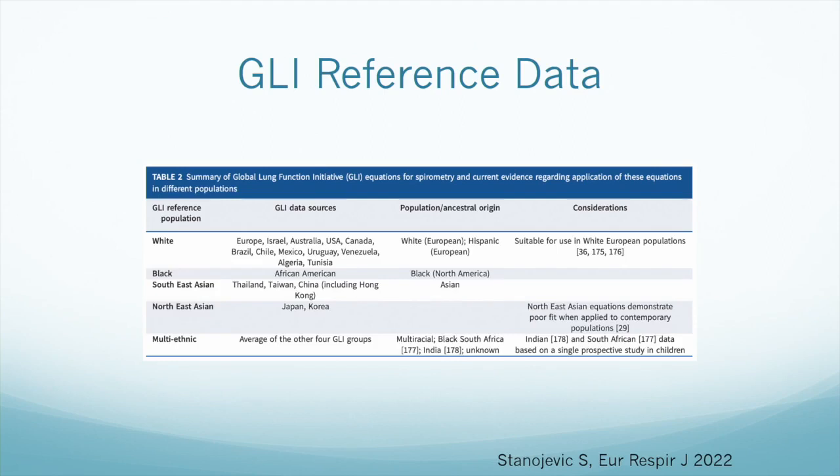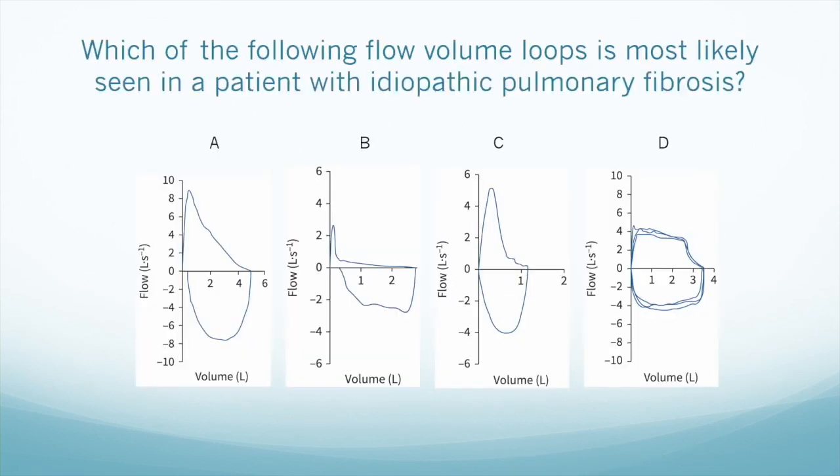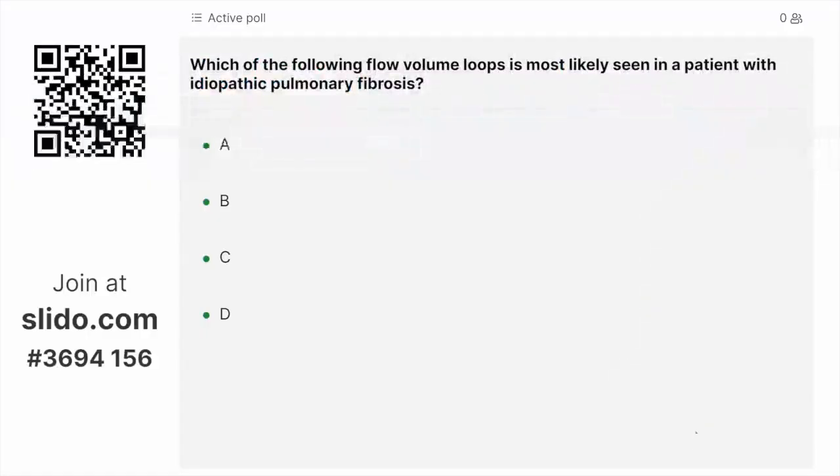So the second question I have, moving on to looking at our flow volume loops. I don't think there's an audience response for this one. There was a software issue, but which of the following flow volume loops is most likely seen in a patient with idiopathic pulmonary fibrosis? We'll just do 30 seconds and then we'll move on. Oh, it is working.